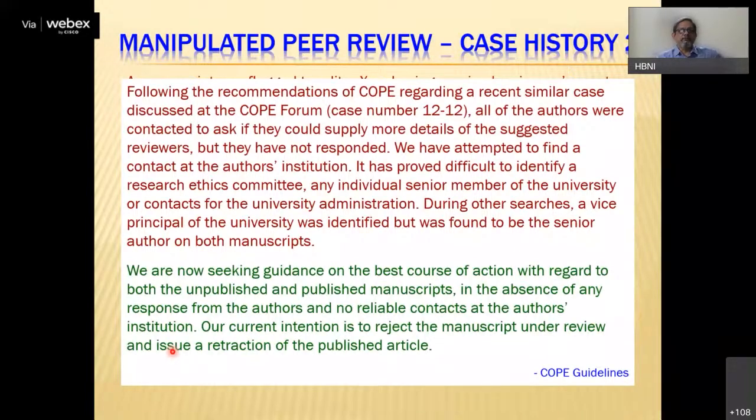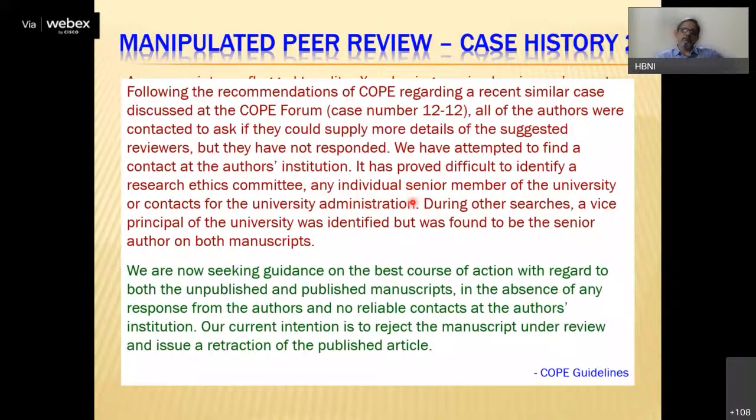So we have attempted to find a contact at the author's institution. So what did the editors do? They tried to contact the institution, the author's institution, to file a complaint or something like that, or know more about this case. It proved difficult to identify a research ethics committee in that institution.